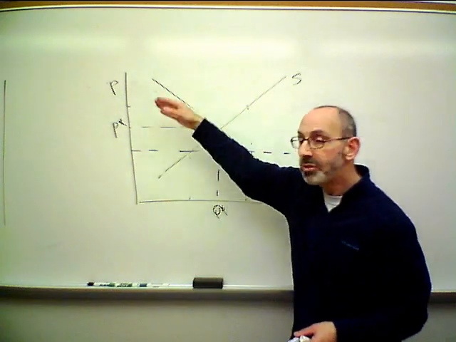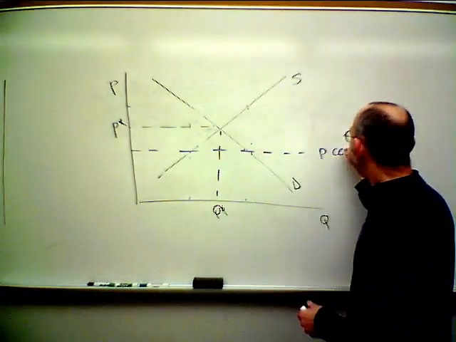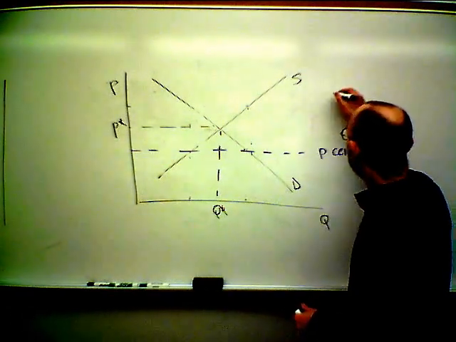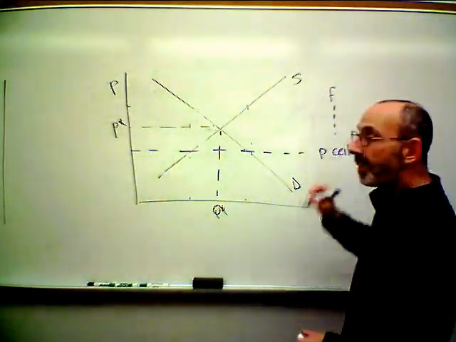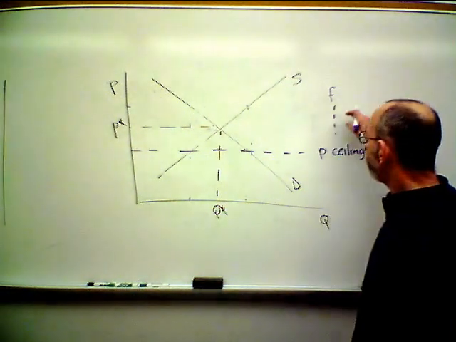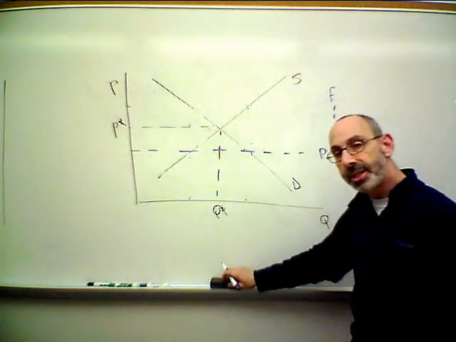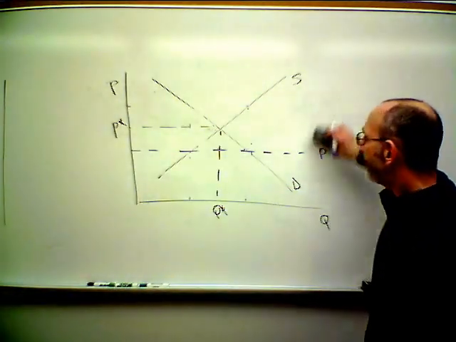Alternatively, we could see a price imposed below equilibrium, which is called a price ceiling. Which one's which? Well, F in the alphabet is above C. So if you imagine that F is above C, the higher one's a floor, and the first one you get to, the lower one, is a ceiling. I hope that helps you remember which one's which.